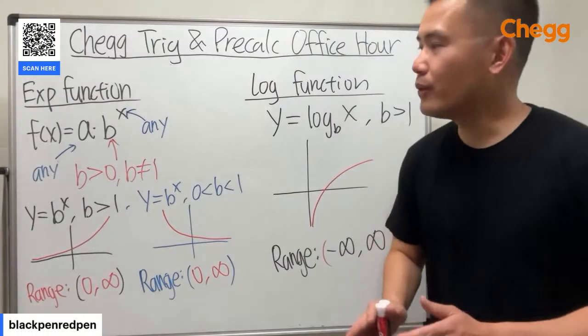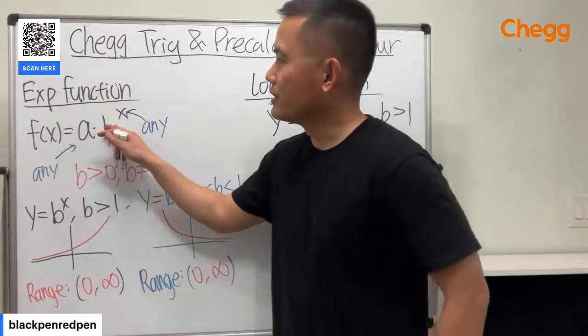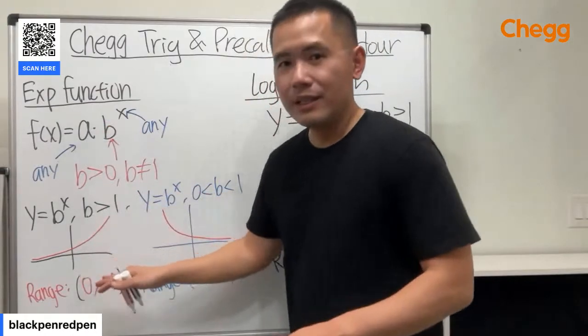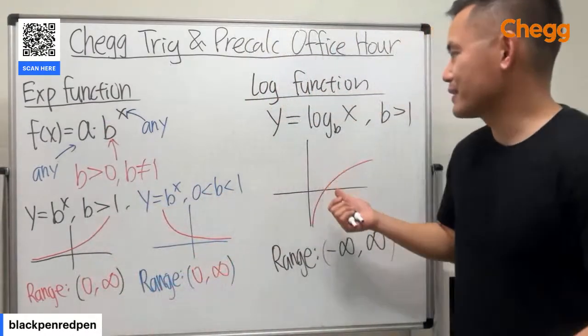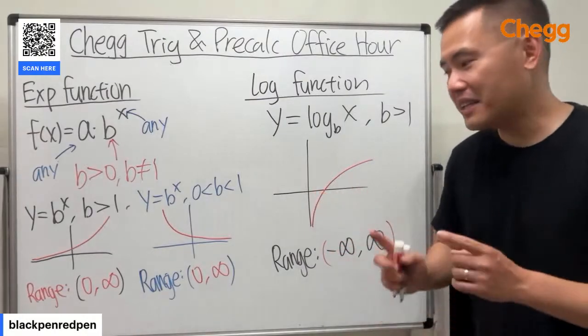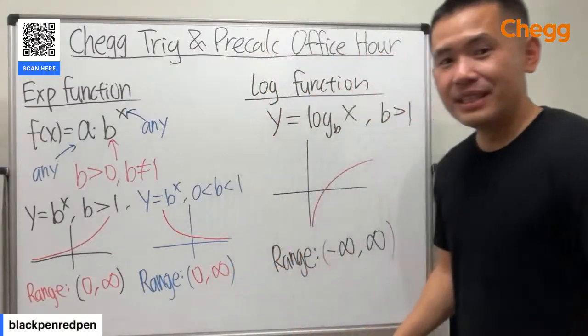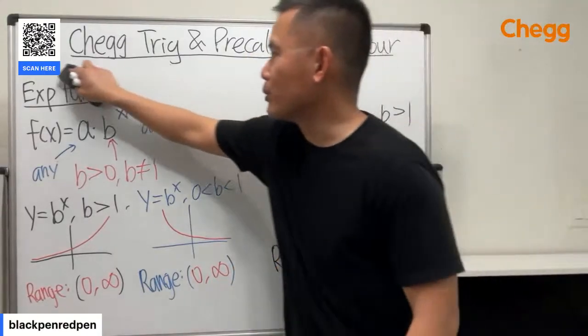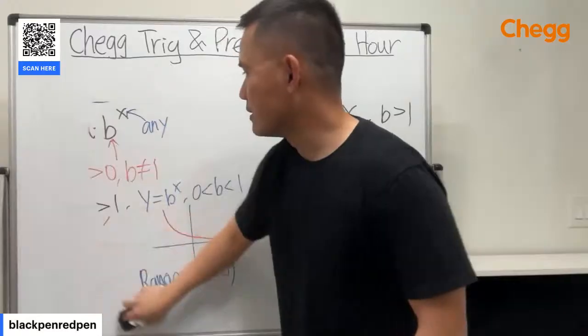So in general, we will have to be careful with exponential functions because the range is not everything. But for log, yes, it is. Unless we have more things inside, that is more troublesome. So why don't we take a look at some problem that we'll be dealing with?